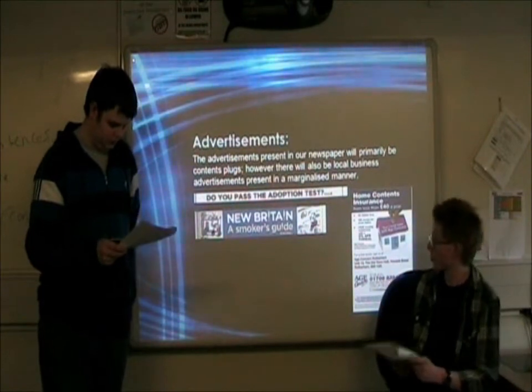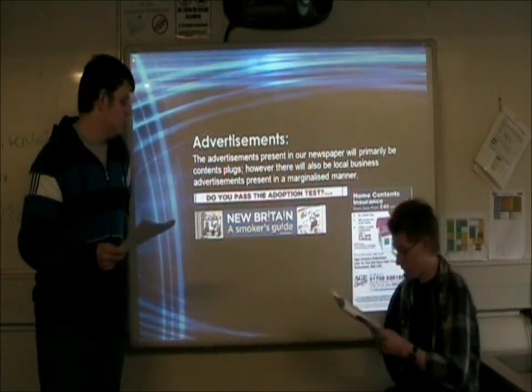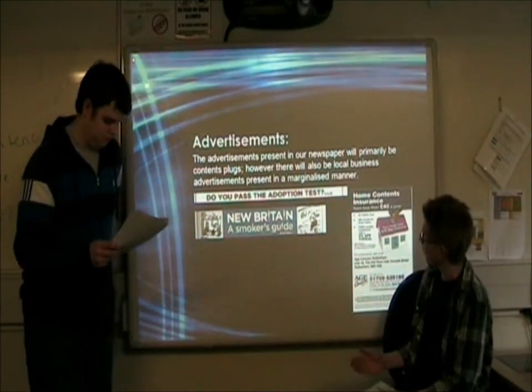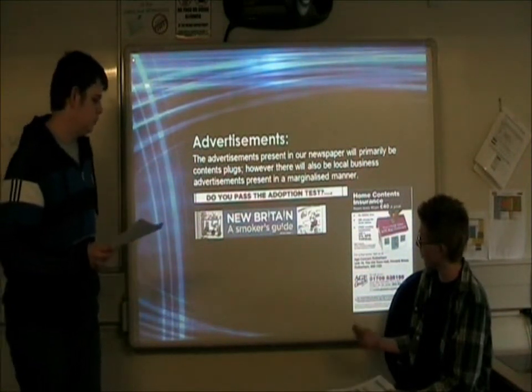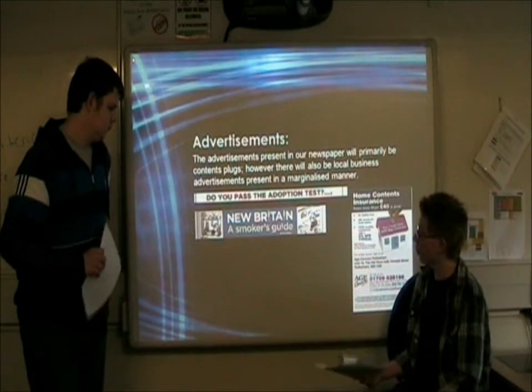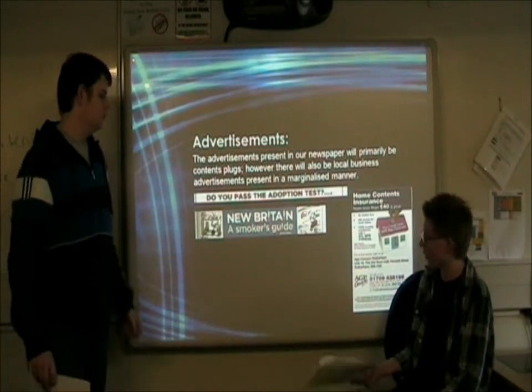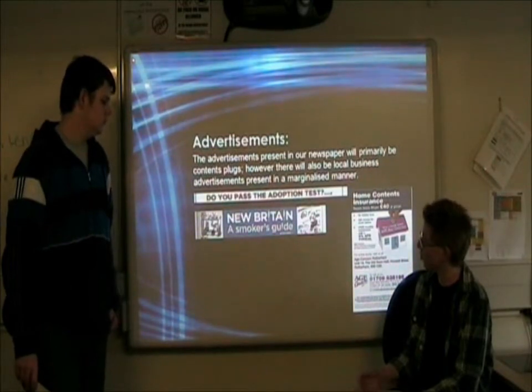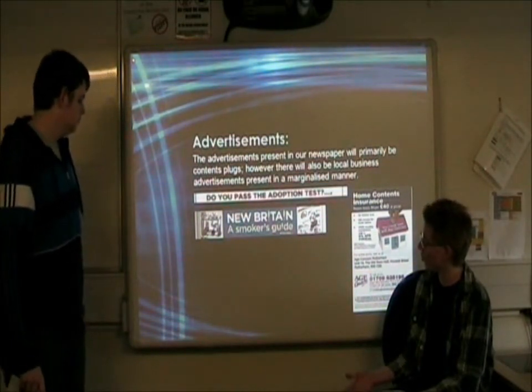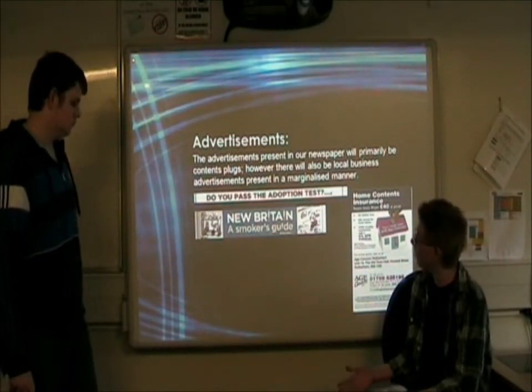Looking at the advertisements that will be present in our newspaper, as it says, advertising in our newspaper will primarily be contents insurance, but there will also be local business advertising in a marginalised manner. And the reason for this is that contents insurance is the primary type of advertisement displayed in broadsheet news, which, as we've stated, is the genre of news we are creating a newspaper for.